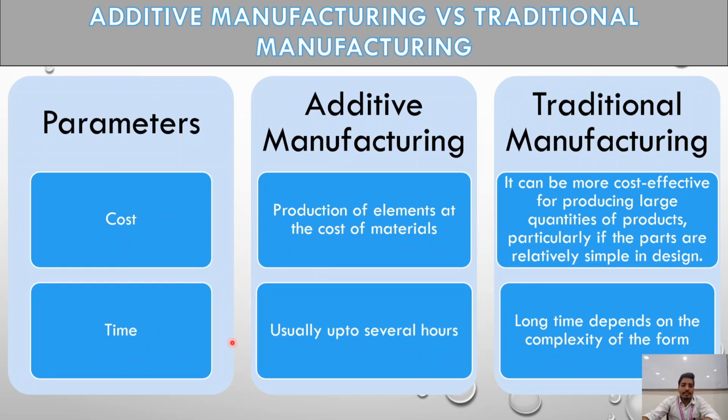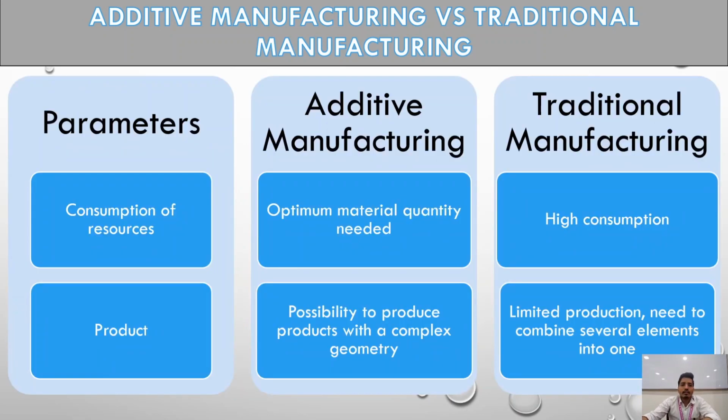Then time, obviously in additive manufacturing, it will usually take several hours. In traditional manufacturing, if the object is more complex, it will take more time, and more labor cost will be required. Then consumption of resources: in additive manufacturing, there is very minimal consumption of resources. Whatever resources you require, only that much is needed. In traditional manufacturing, there is high consumption of materials or resources.